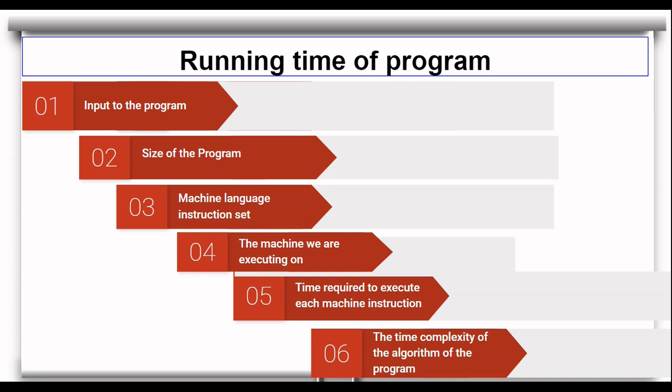How to calculate the running time of a program, that is, the time complexity? For this, we consider different factors like the input to the program, the size of your program, the machine language instruction set you are using for your program, the machine we are executing on, and the time required to execute each machine instruction on this machine. These different factors are considered when calculating the running time of your program.